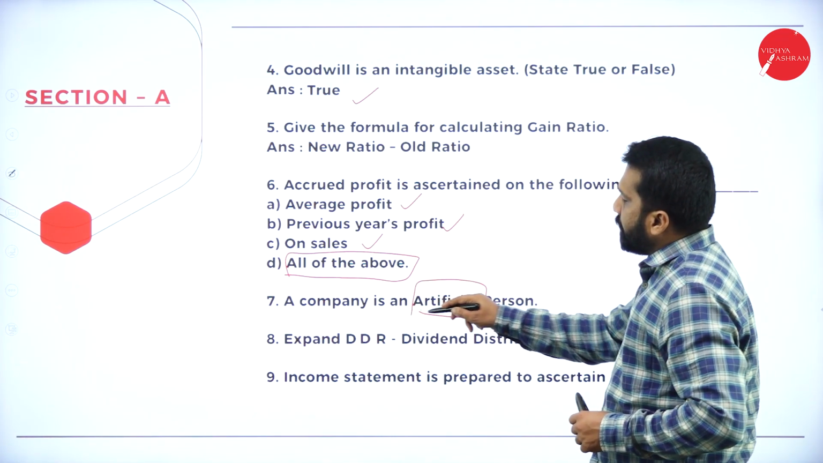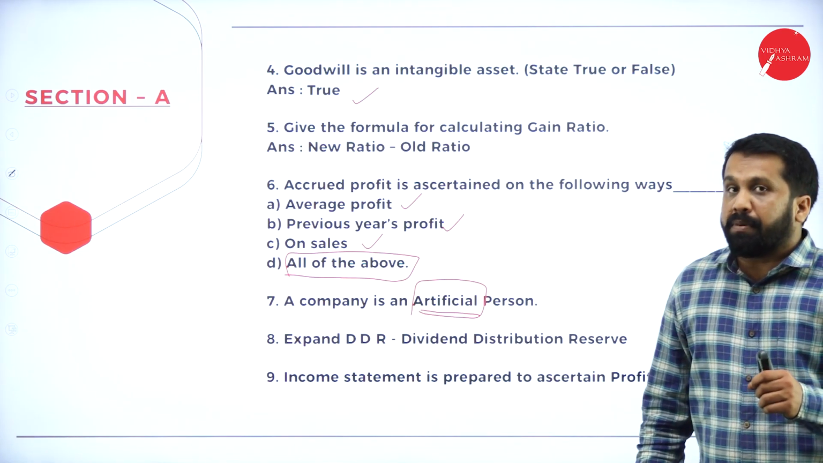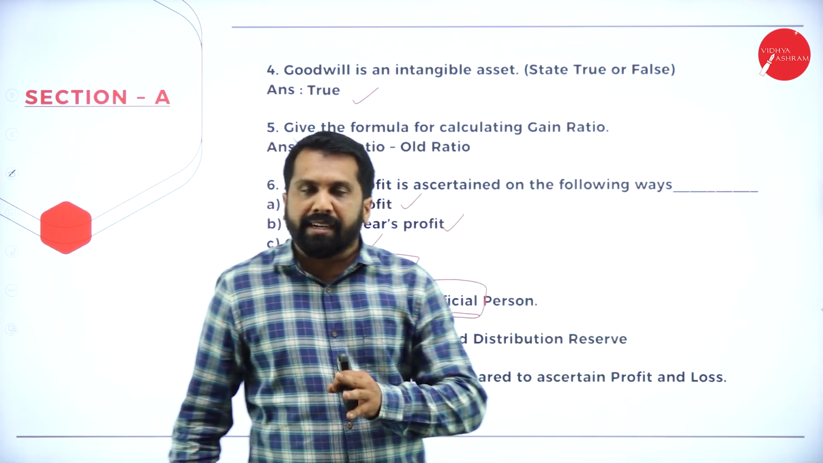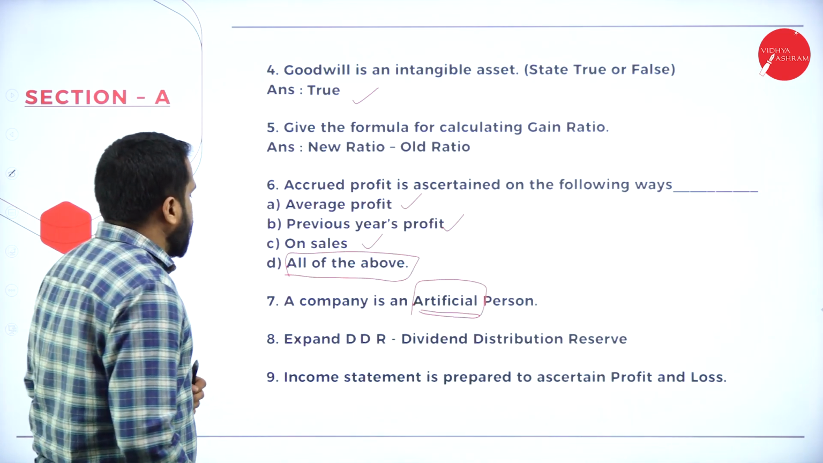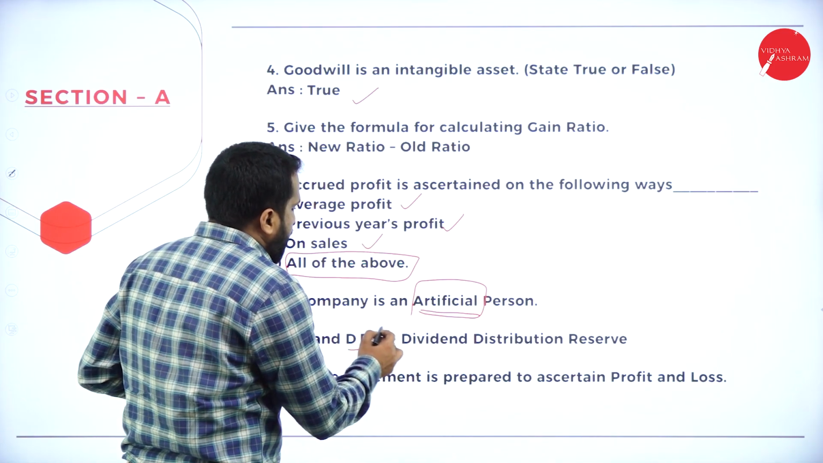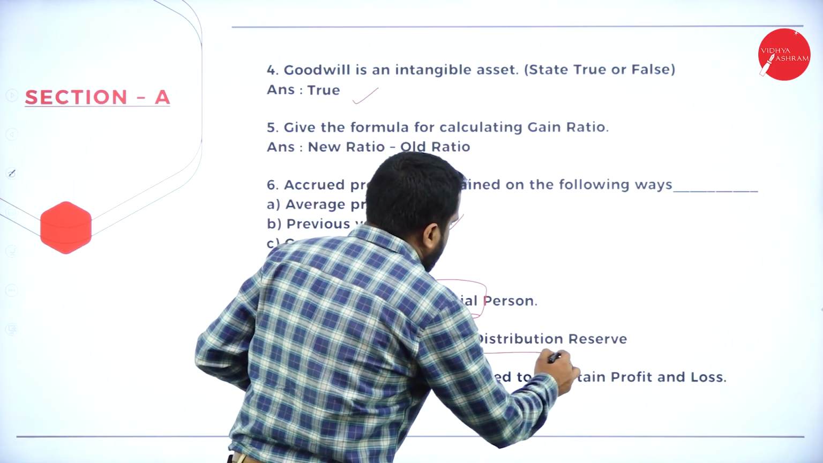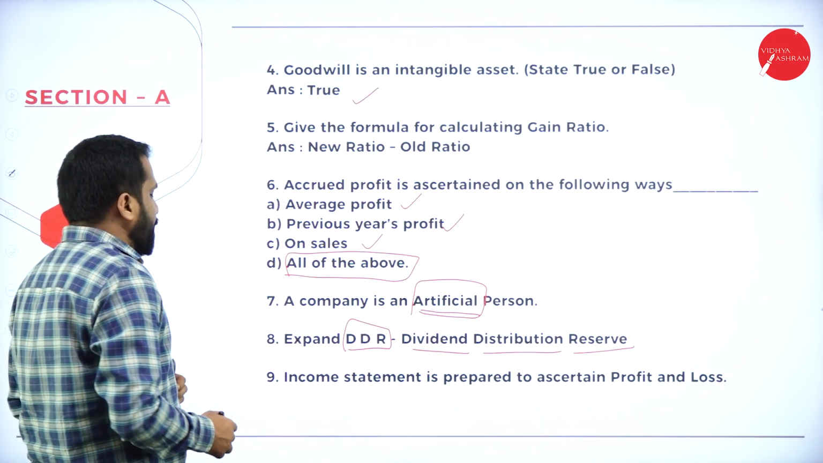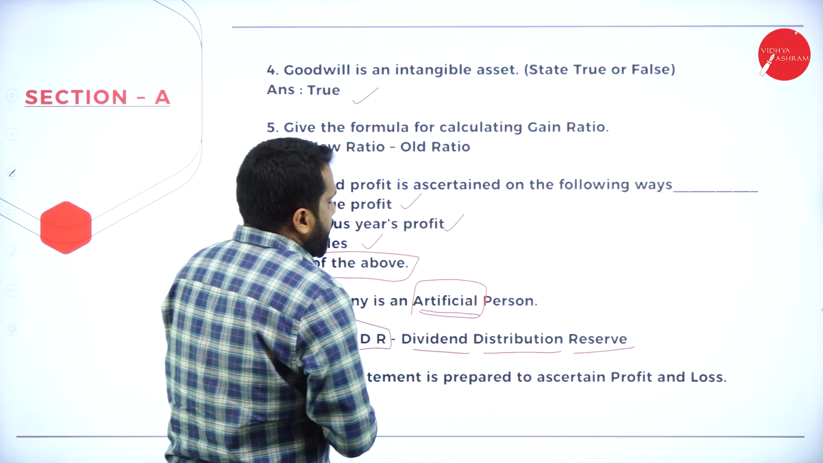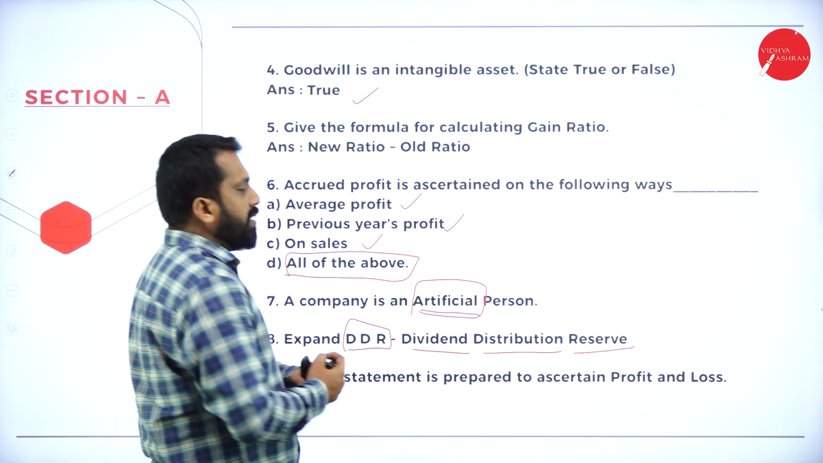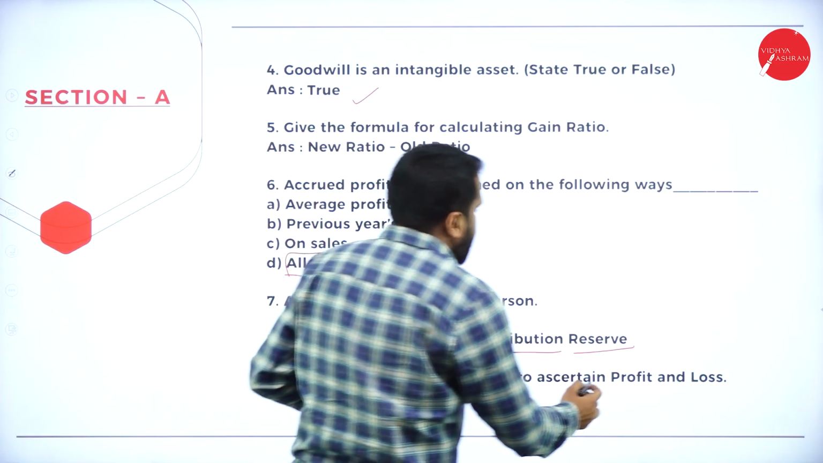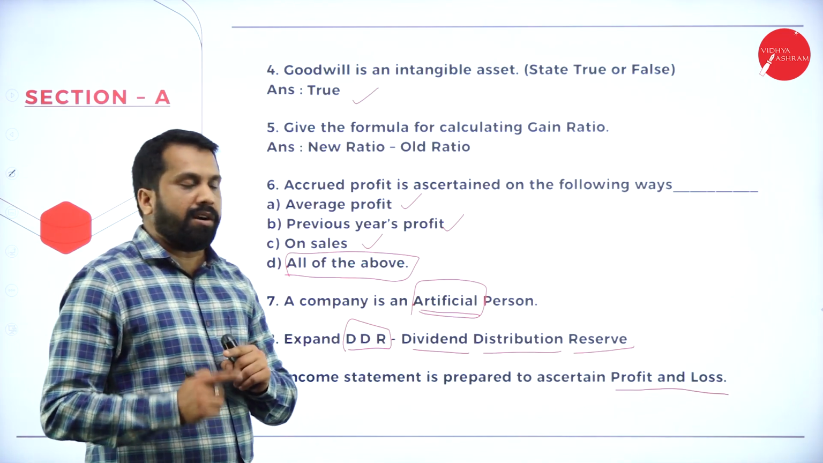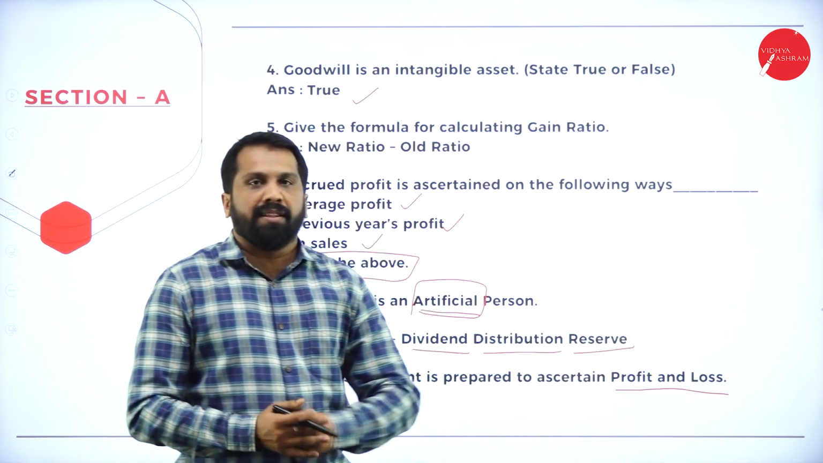A company is an artificial person. In the question they have given, company is a dash person. Company is an artificial person, and because there is no life, that is the reason we call it an artificial person. Expand DDR: dividend distribution reserve. Then, income statement is prepared to ascertain profit and loss. So, remember this. Why do we prepare income statement? The income statement is prepared just to find out your profit and loss.